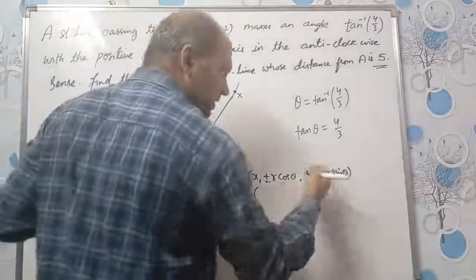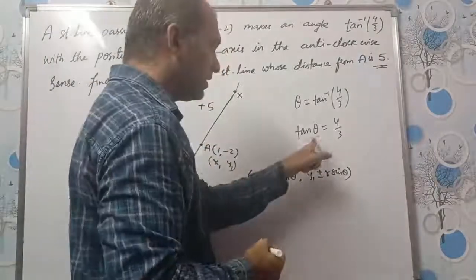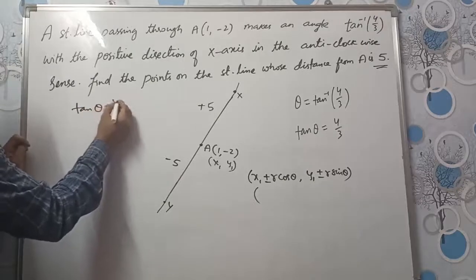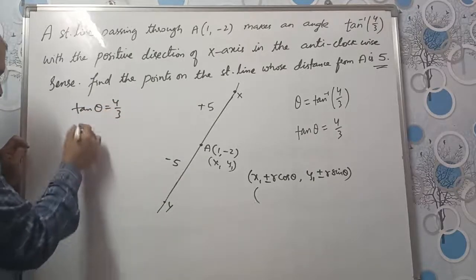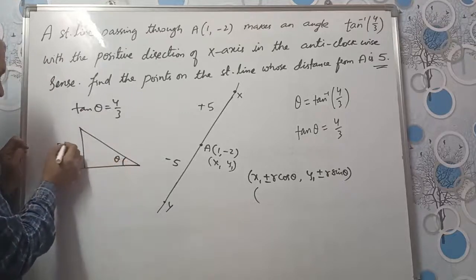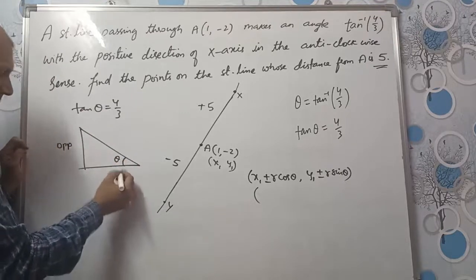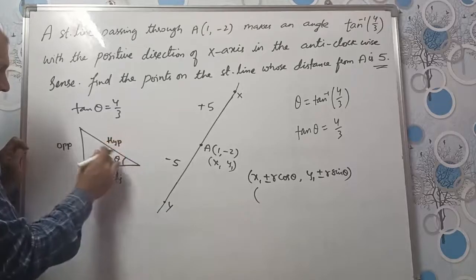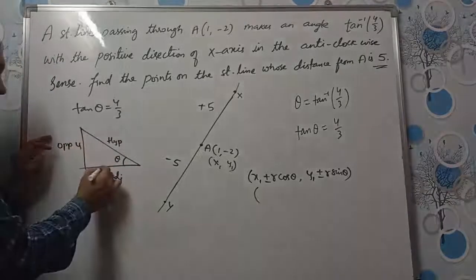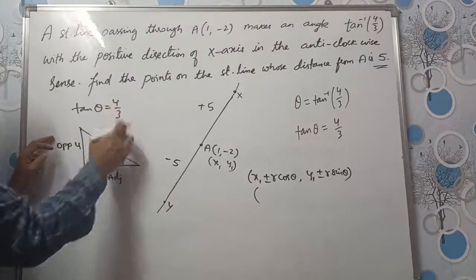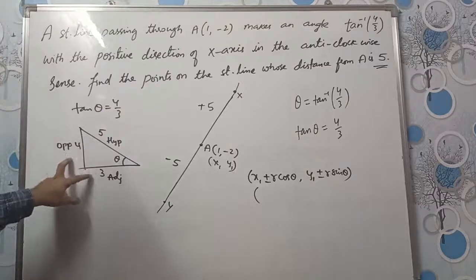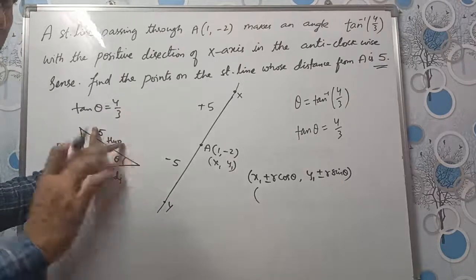What about cos and sin? How should we find cos and sin? Tan is 4 by 3 given. Tan theta is 4 by 3. So if we draw a right angle triangle, if theta is here, this one will be the opposite side, this is the adjacent side, and this is the hypotenuse. Tan is opposite divided by adjacent, right? So opposite is 4, adjacent is 3. So this hypotenuse will be equal to 5. Use Pythagoras theorem and find the value of the hypotenuse. It will be equal to 5.